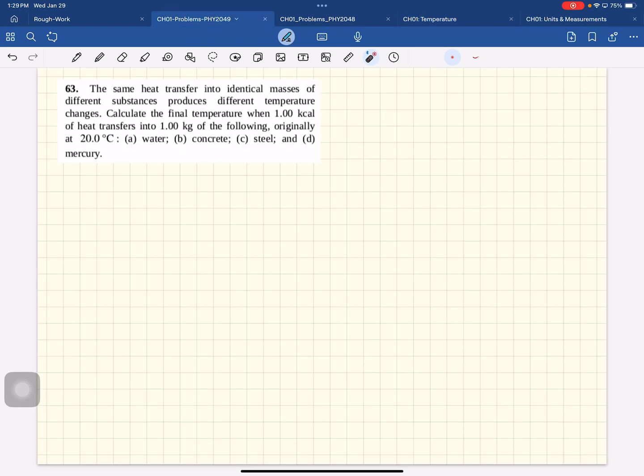All right, so what we'll do is we'll do this for water and concrete, just to illustrate. The same heat transfer into identical masses of different substances produces different temperature changes. Calculate the final temperature when 1 kilocalorie of heat transfers into 1 kg of the following, originally at 20 degrees Celsius. Okay, A, water.